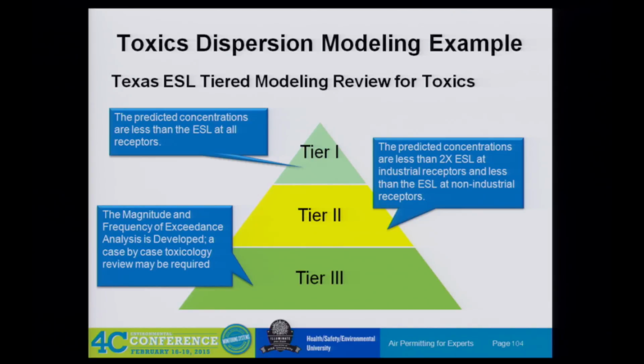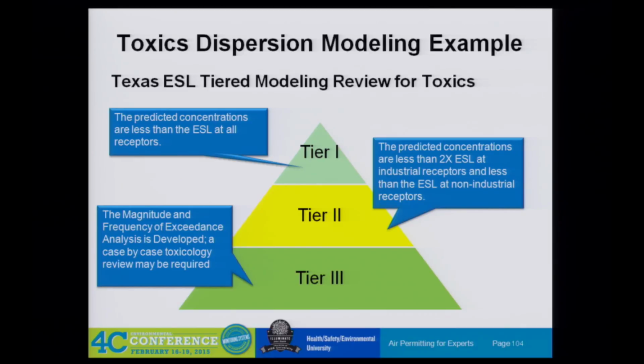So you do what's called a tier 3 analysis, which means the magnitude and frequency of exceedance analysis is developed. What we're doing here is giving the state toxicologist some information to determine, okay, this is happening, but is it happening 5 times a year, 10 times a year, or is it happening 8,000 hours out of the year? And when it happens, is it happening at high multiples of the ESL a lot, or is it just like 2 times the ESL for a few hours?